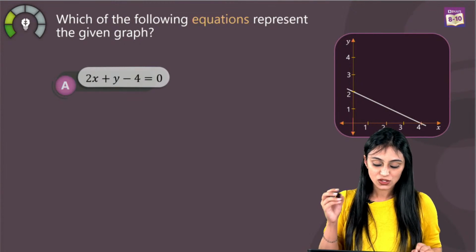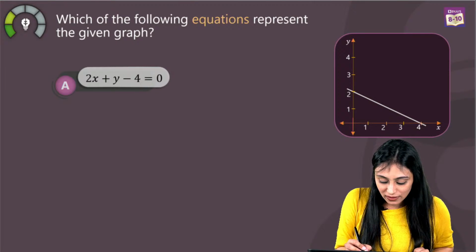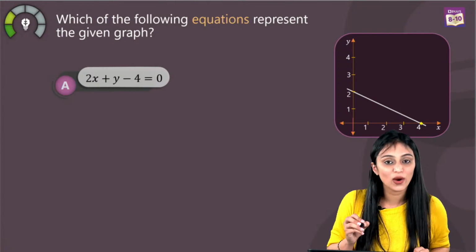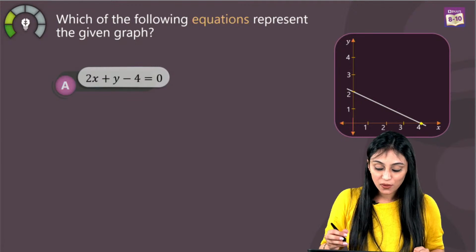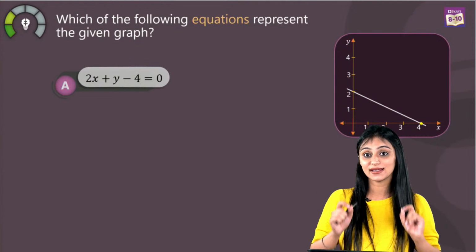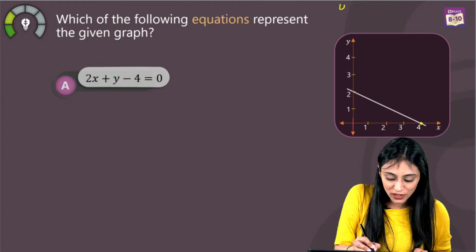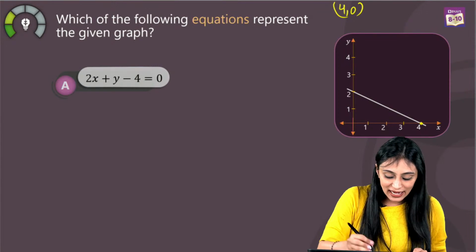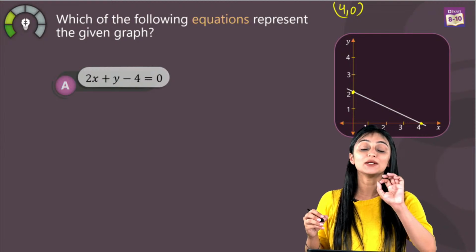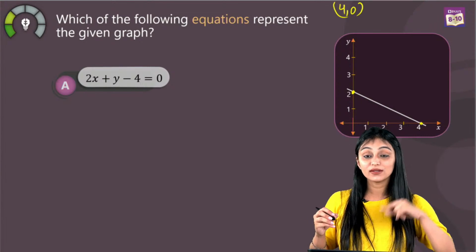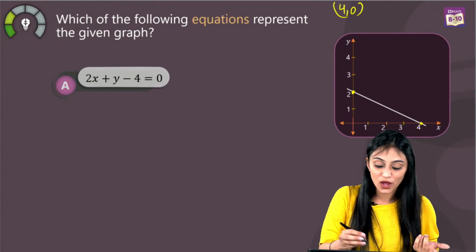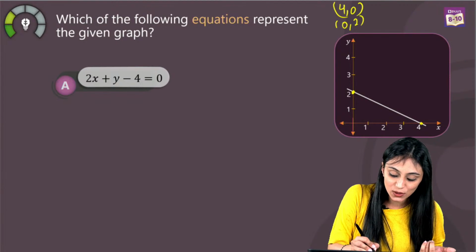Right? Okay, so what we see here is that the graph is intersecting the x-axis at point 4. And we know that the y coordinate on the x-axis is always 0. So this point is basically going to be (4, 0). And here it is intersecting the y-axis at point 2. And we know that here the x coordinate will be 0. So in that case, it's going to be (0, 2).